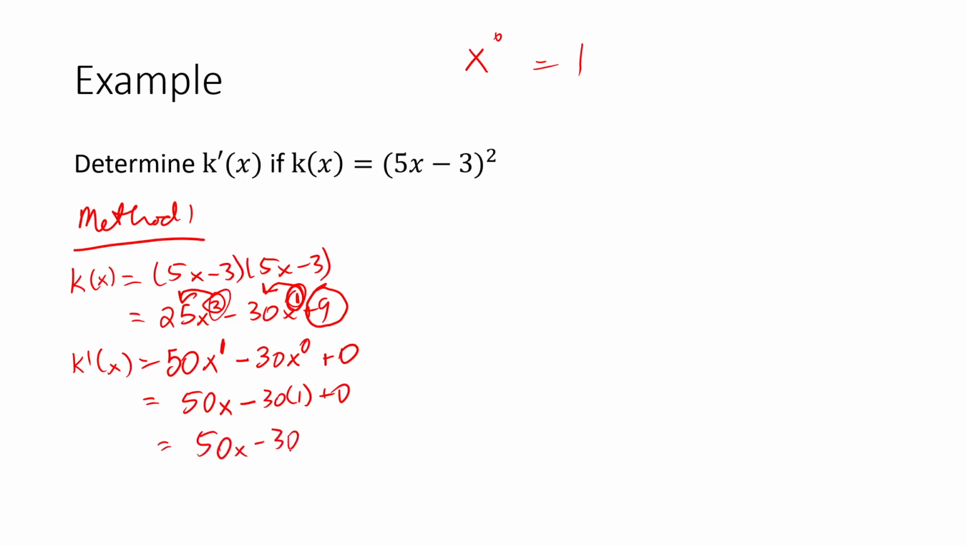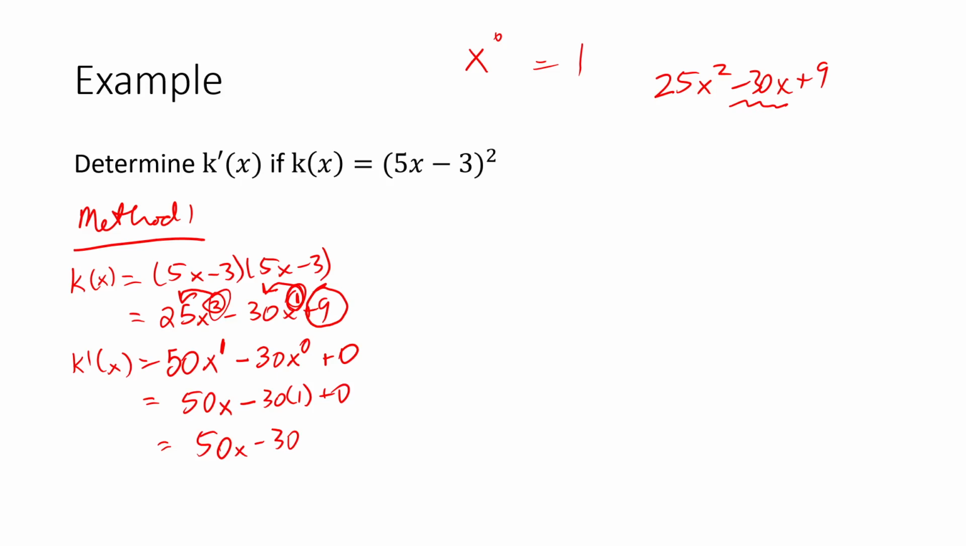So something that's worth remembering is this. If you have, like in this last question when we had 25x squared minus 30x plus 9, anytime you have a linear term, in other words, x to the exponent 1, the derivative of that term will simply be the coefficient.